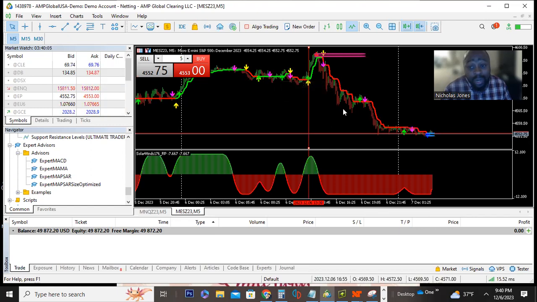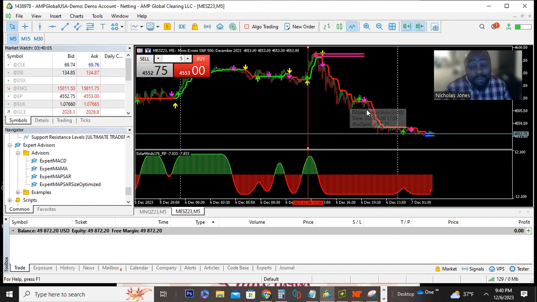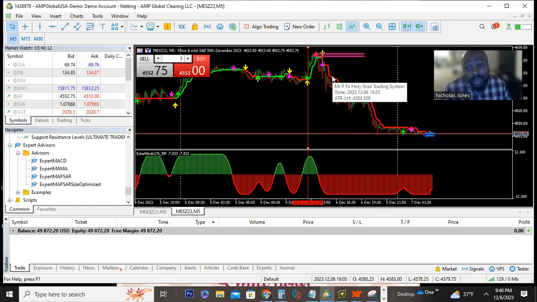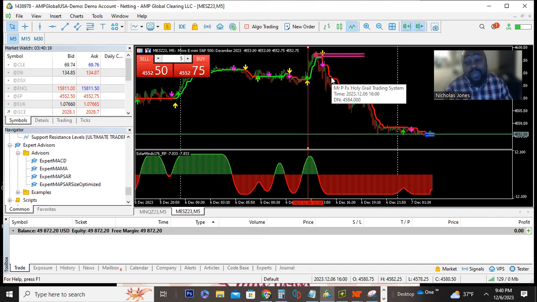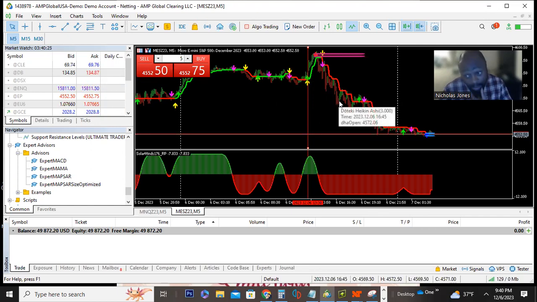And then this here is just here for kicks and giggles. This indicator is by a different trader. His name is Mr. P. This is something that he created. It's called the Holy Grail. This man makes a lot of indicators. This indicator is pretty on point.